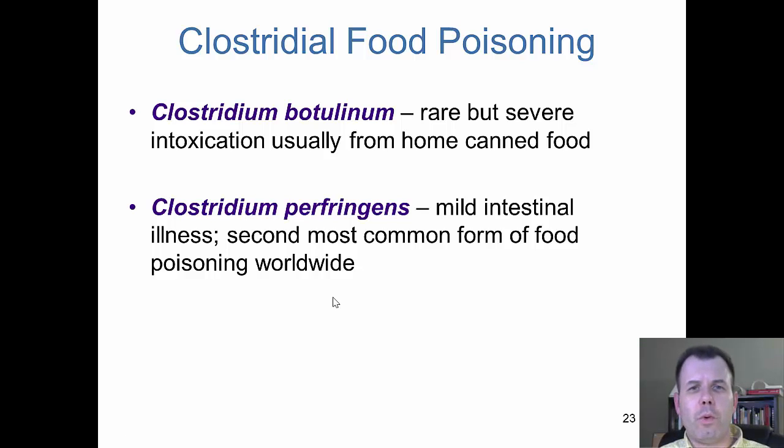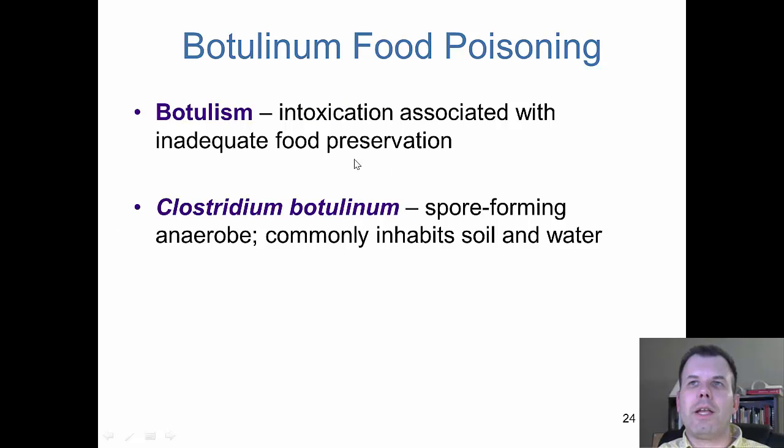You eat it, you get food poisoning, you get some gastrointestinal distress. A lot of times we see it with vegetables, homegrown vegetables grown in soil. Typically you see this occasionally, and you get over it real quick, not a big deal. The one you don't get over real quick is the botulinum, and we'll talk about that here in just a second. Okay, so botulism is again intoxication associated with inadequate food preservation.